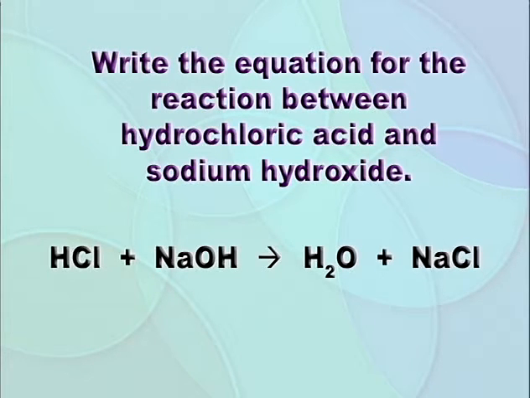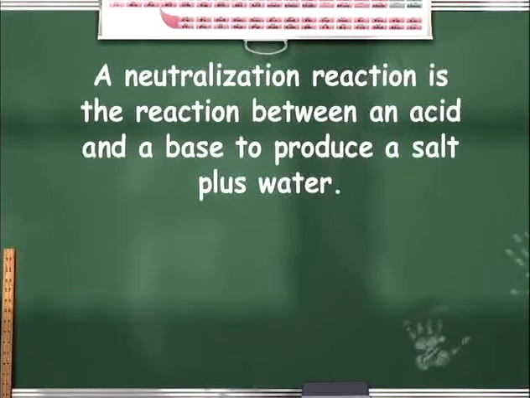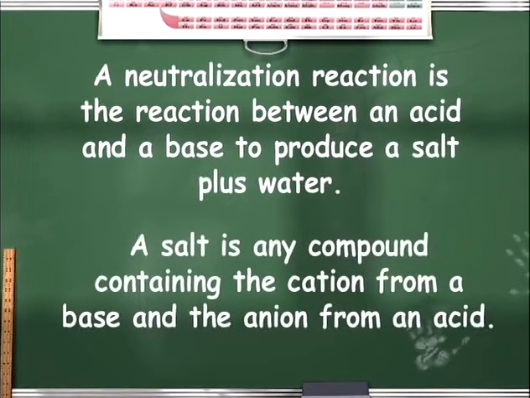You will recall that NaCl is the formula for table salt. So our acid reacted with our base to form water and table salt. This is a pattern for all neutralization reactions. A neutralization reaction is the reaction between an acid and a base to produce a salt plus water, where a salt is defined as a compound containing the cation from a base and the anion from an acid.